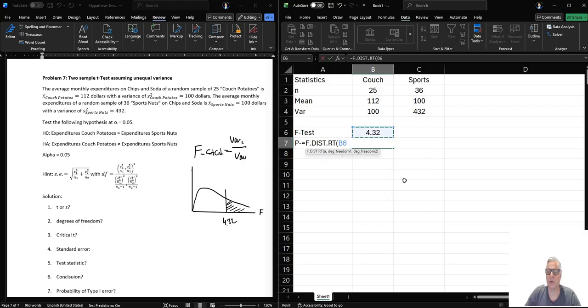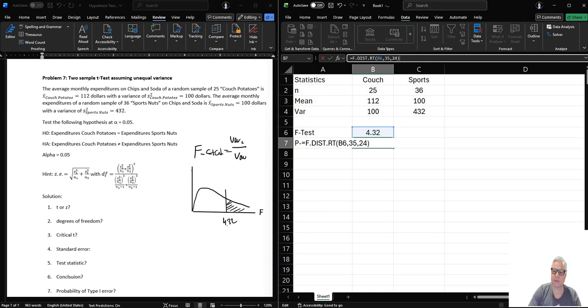So now we want that 4.32, and now we need to know the degrees of freedom in the numerator. So that is 35, because we have an N of 36. So in the numerator we have 35. So our sample of the sports nuts, we have 36 observations, and then the mean, so the degrees of freedom there is 35. And for the couch potatoes, it's 24. So degrees of freedom 1 is in the numerator, degrees of freedom 2 is in the denominator. Okay, and I have to multiply that by 2.